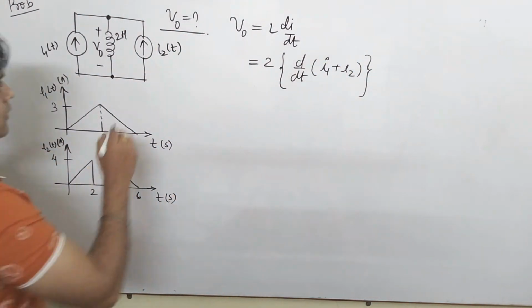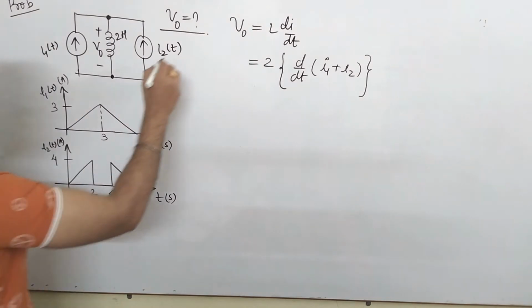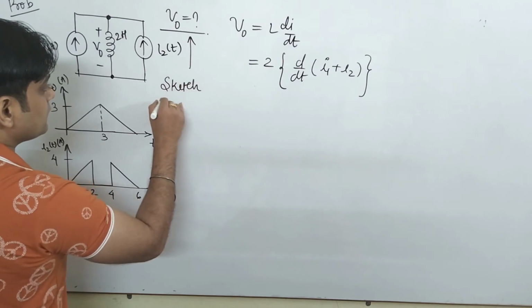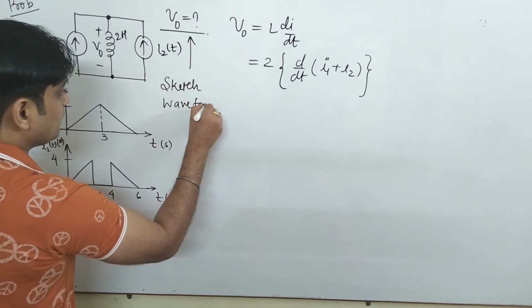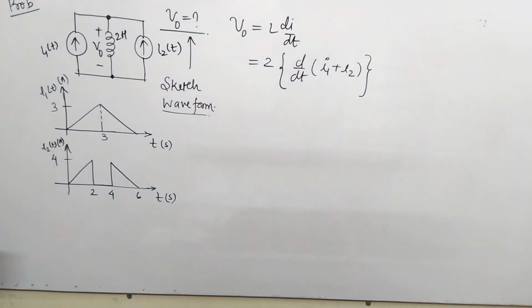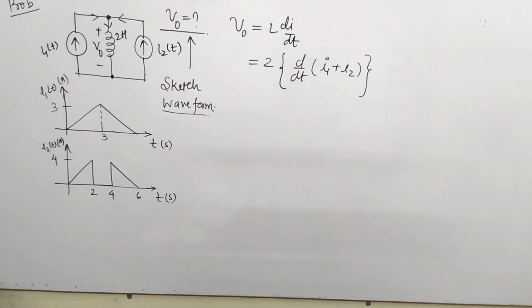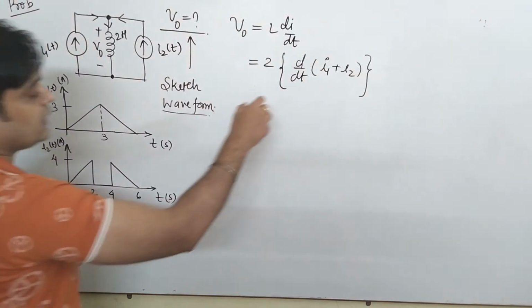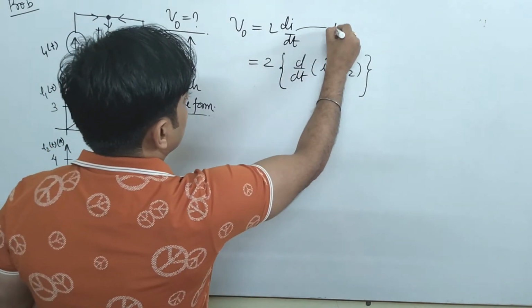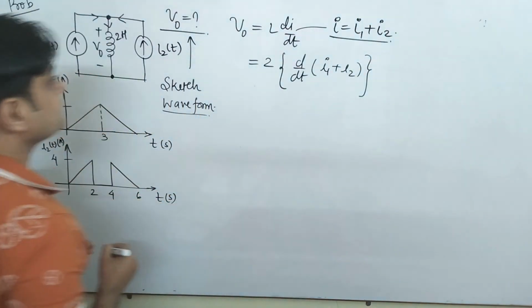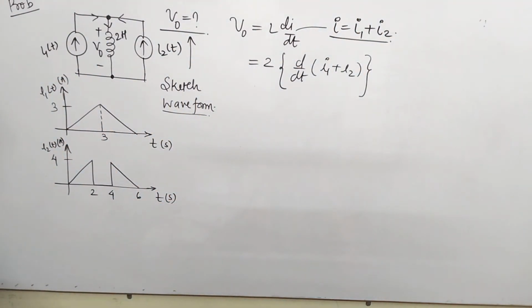Very important thing, you have to find the value of V0, that is true, but you have to sketch its waveform also. Now we will see how we find it. So this I1 and this I2, both currents will flow and the sum of the current will enter into this inductor. So the value of V0 is L di by dt, d upon dt of I, where I is basically I1 plus I2.